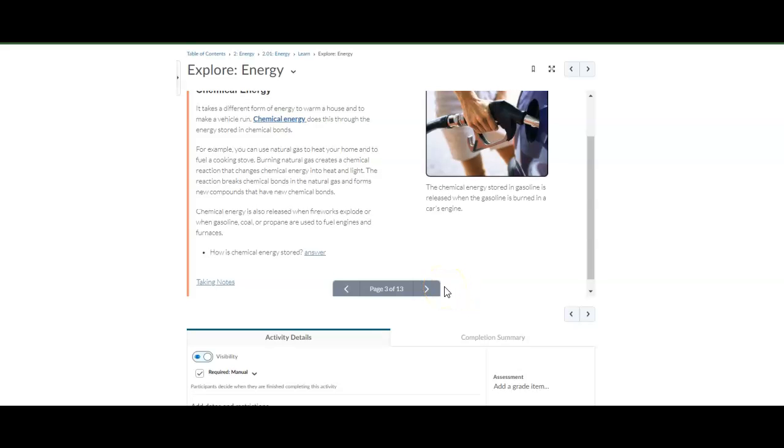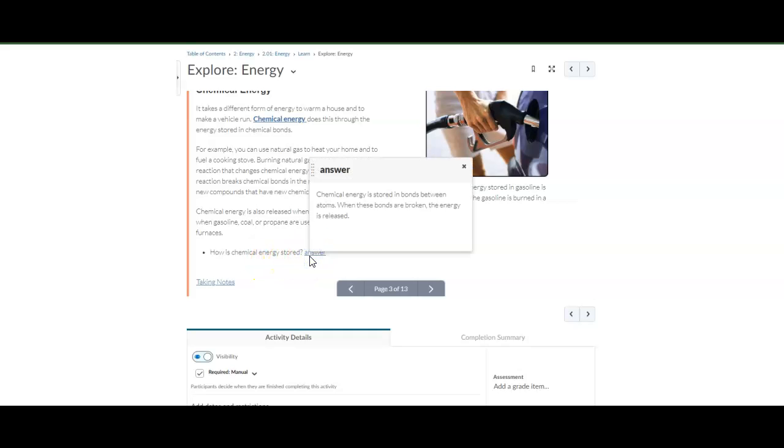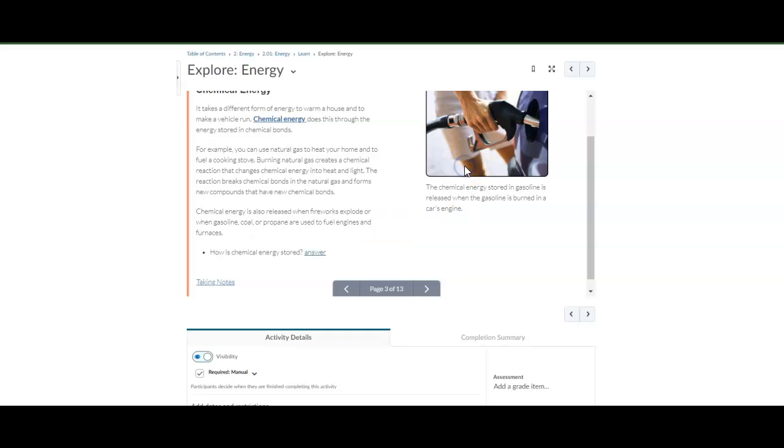Chemical energy is also released when fireworks explode or when gasoline, coal, or propane are used to fuel engines and furnaces. So how is chemical energy stored? And the answer here, it is stored in bonds between atoms. When these bonds are broken, the energy is released. So a couple of things that you need off of this page. 1, the definition of chemical energy. And 2, I would include how it is stored in your notes.